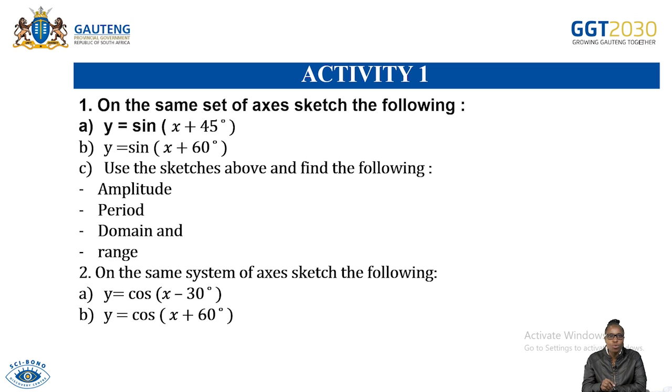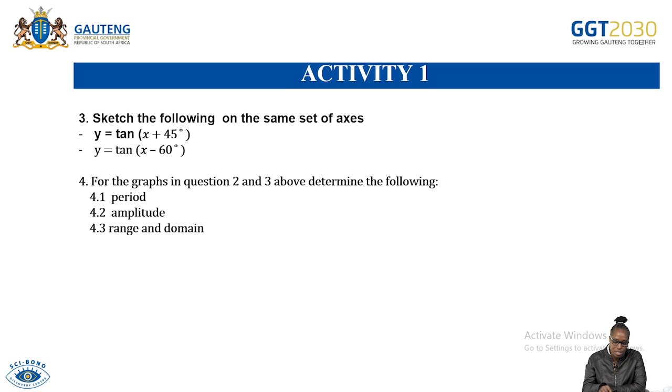And for number two, you will be plotting on the same set of axes, y equal to cos x minus 30, where it's shifting to the left now. I mean, it's shifting to the right because I am having a positive shift, x minus 30. And I have cos x plus 60. I am having a negative shift to the left, 60 units.